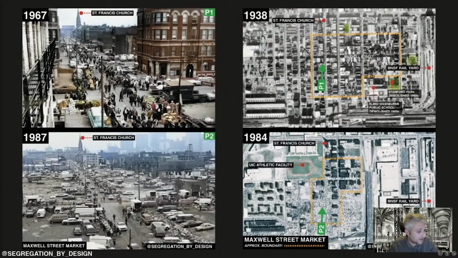More images of the types of neighborhoods that were destroyed. This is Chicago, Maxwell Street. It was an immigrant, Jewish, Black neighborhood, Italian, Greek, and had a famous outdoor market that was completely destroyed for an expansion of, again, mostly parking facilities.